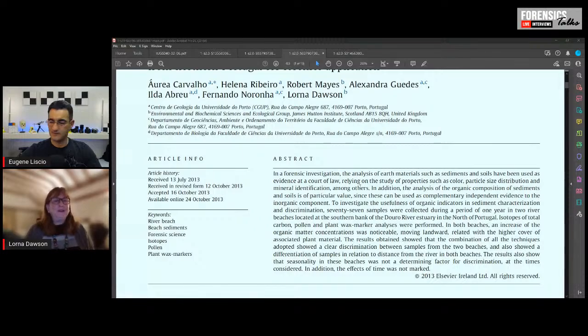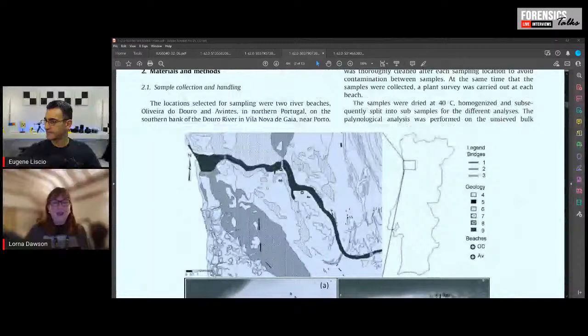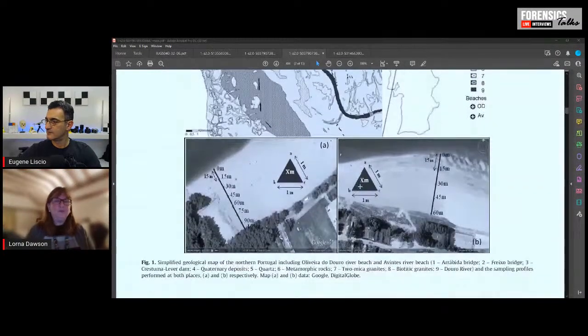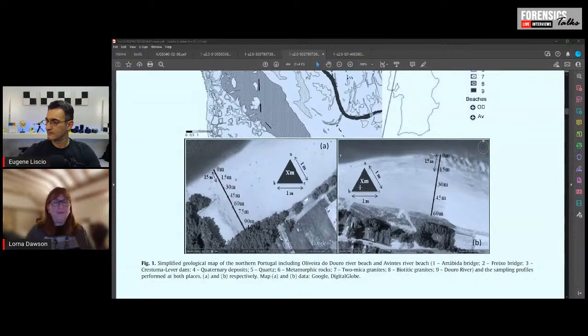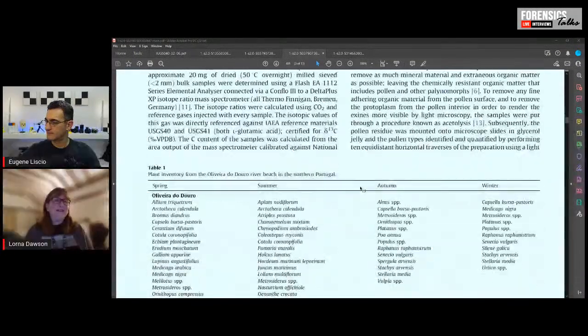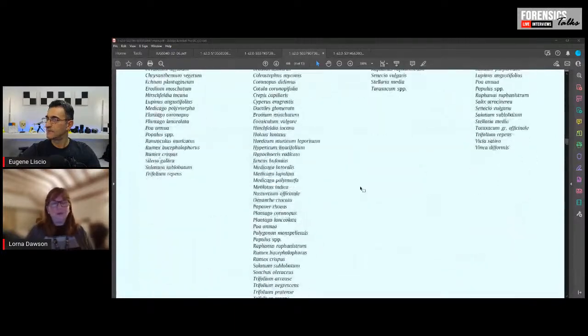And again, this is a wonderful example of collaboration and the power of students coming and studying and moving about and going to different countries to work. This was Aurea Carvalho from Porto in Portugal. And she came over to do her master's and her PhD with us in Aberdeen, where she analysed the samples that she'd collected in her home country in Portugal.